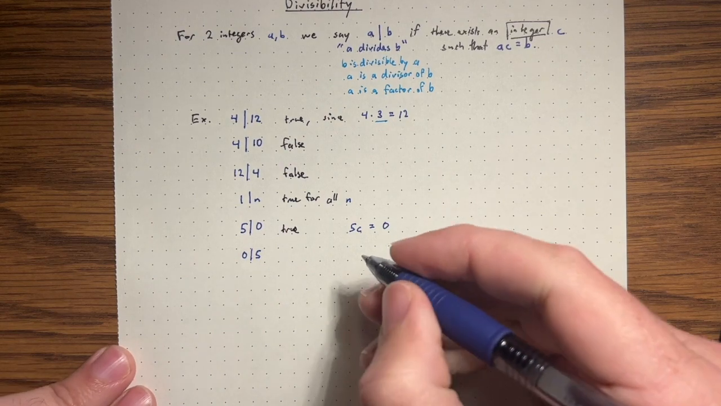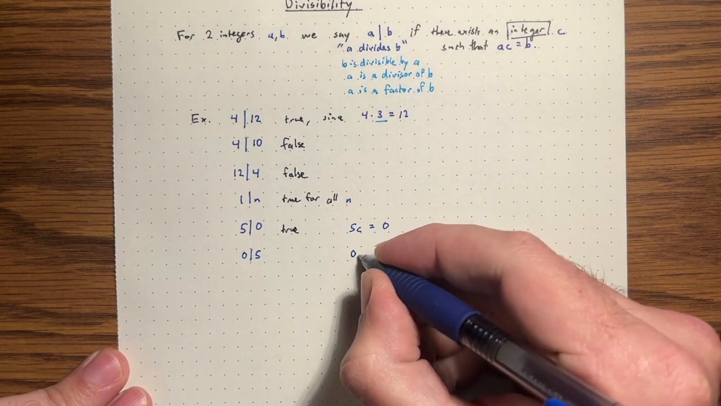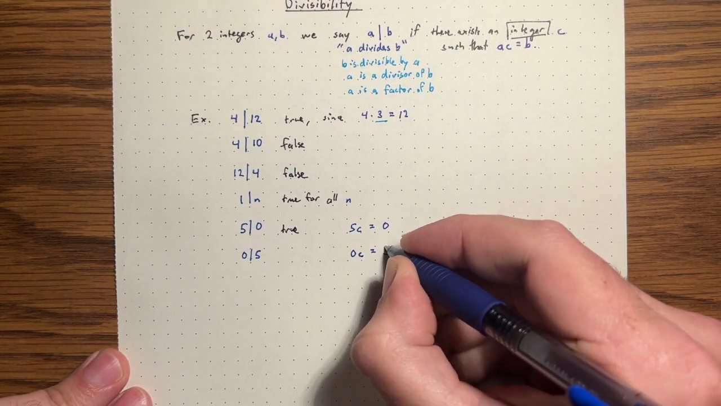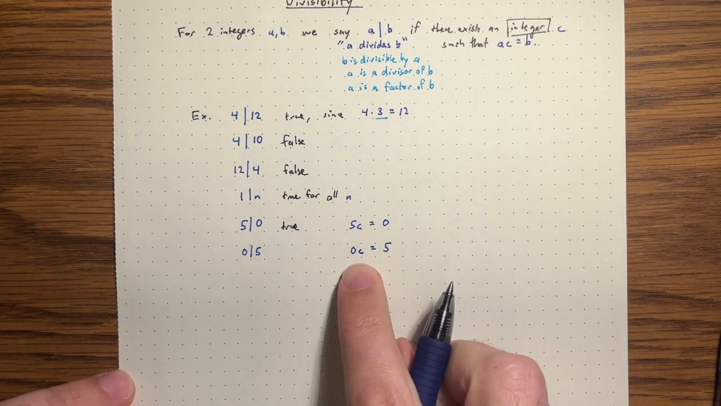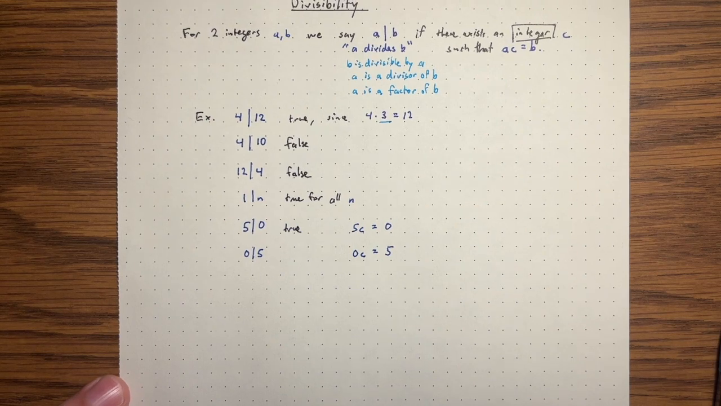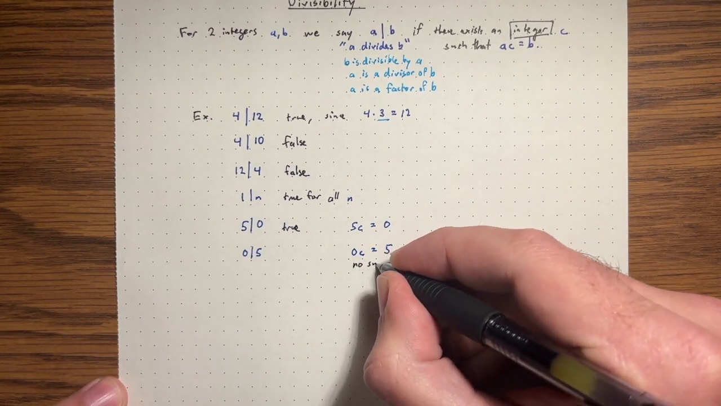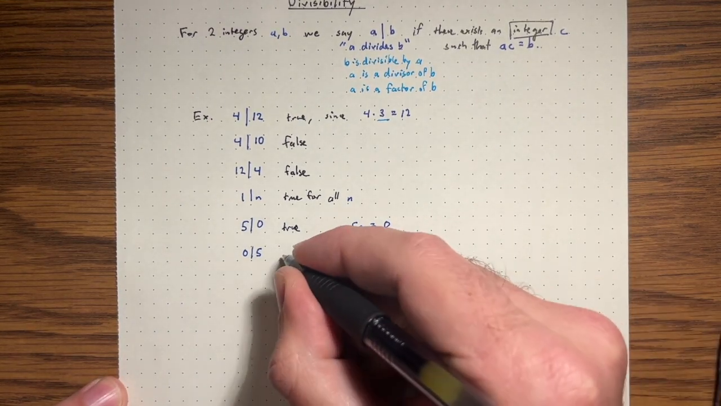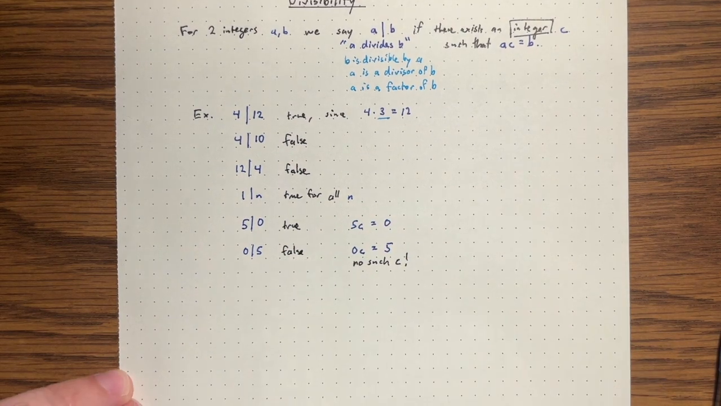Let's look at the next one. Is there an integer c such that 0 times c equals 5? No, I don't think so, right? Because 0 times anything is going to be 0. So there's no such c. That means this is a false statement.